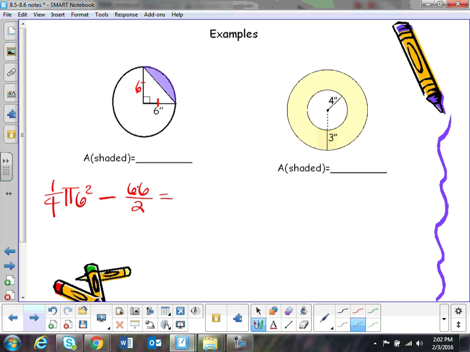And then last thing, you need my answer. Okay, so let's simplify. We're going to leave our answer in terms of pi first. So what's this and this combined together? Very good.